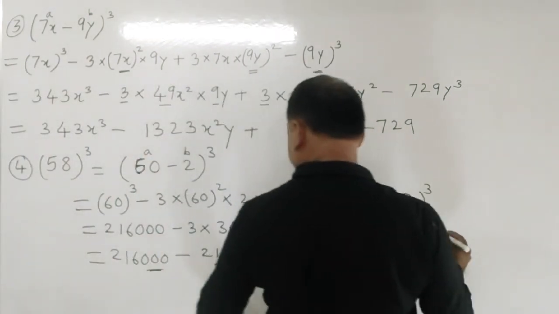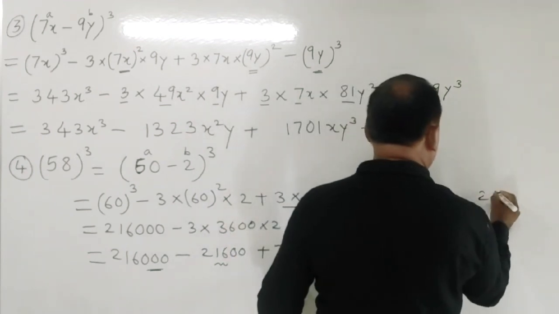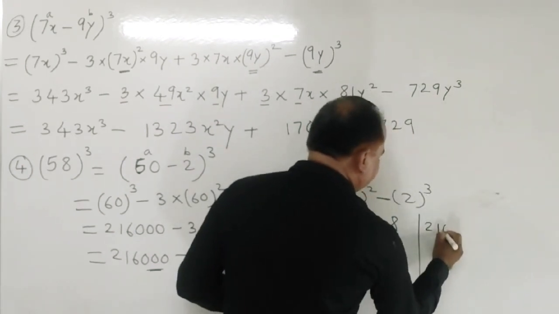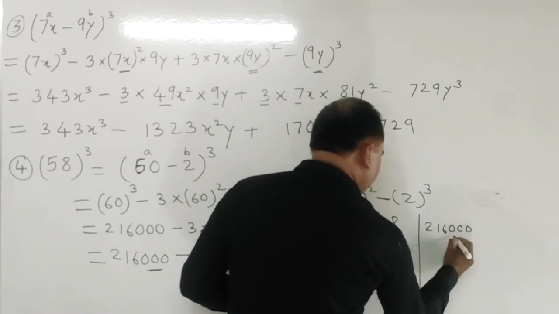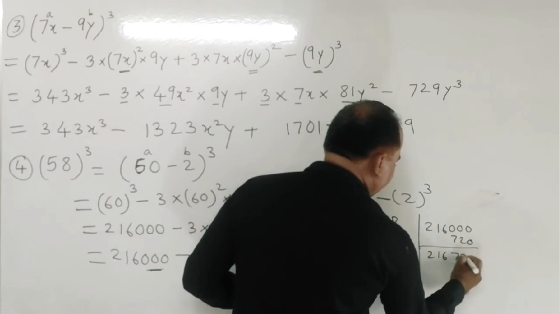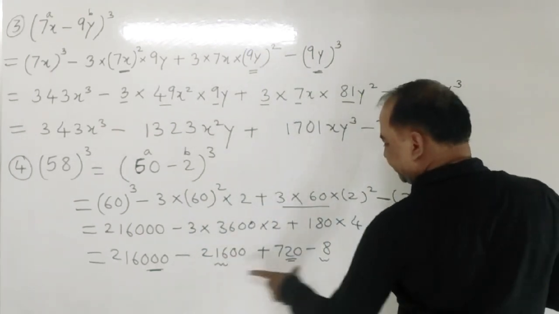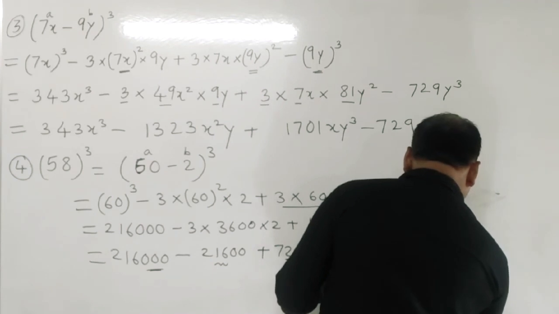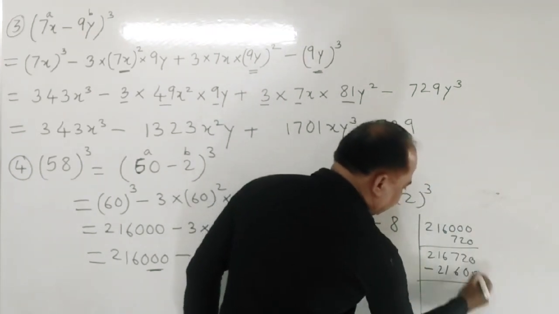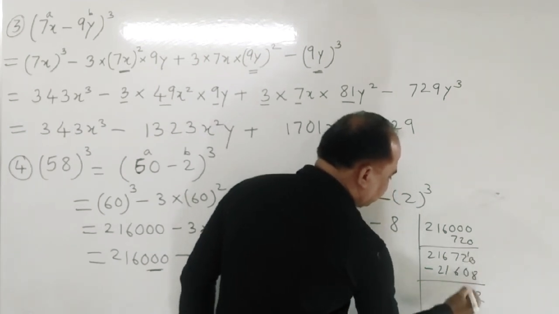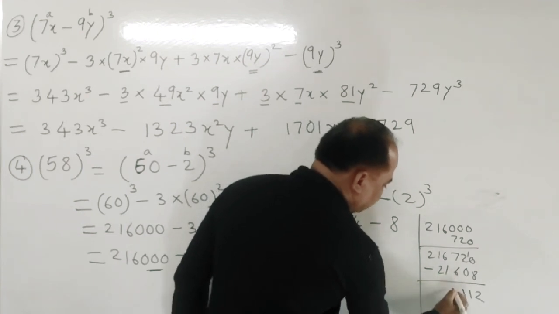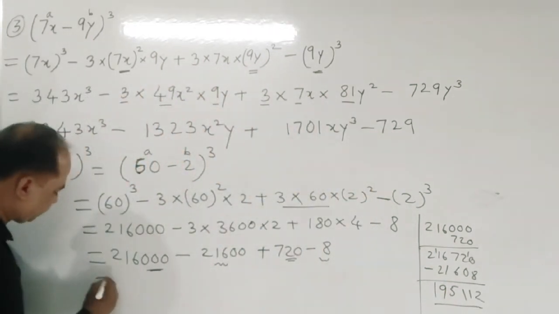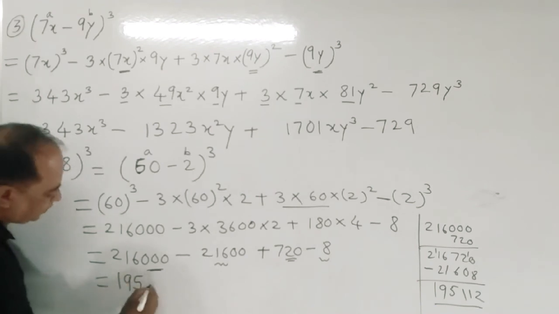See here, 216,000 plus 720 is 216,720, and this minus 8 you have to subtract, so minus 80612... subtract, you get the answer. 10 minus 8 is 2, you have 1, 6 minus 7, 6 minus 1 is 5, 11 minus 2 is 9, and the answer will be 195,112.